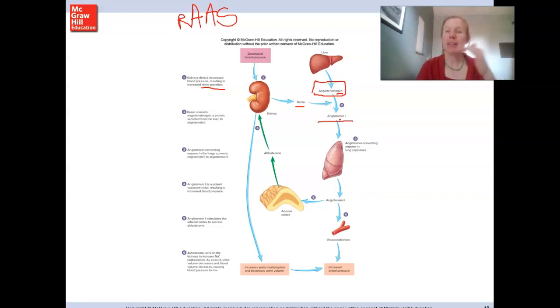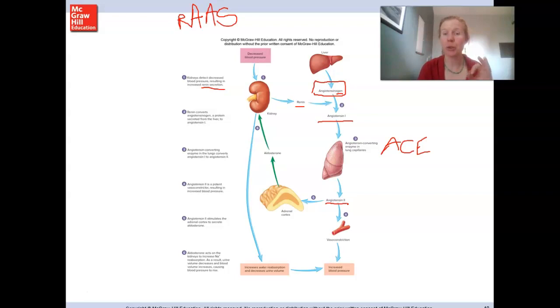Okay, that's now circulating through the blood, and it comes across an enzyme called ACE, right? Angiotensin converting enzyme, abbreviated ACE. And so you will talk about drugs called ACE inhibitors. This is the enzyme we're talking about. So ACE converts angiotensin 1 into angiotensin 2.